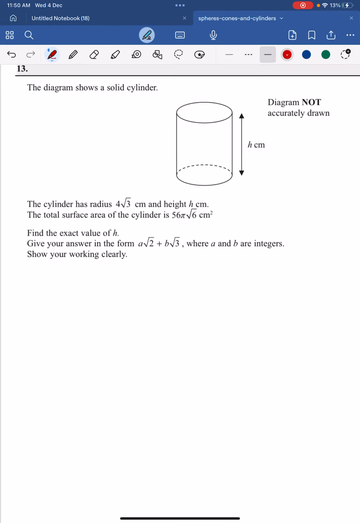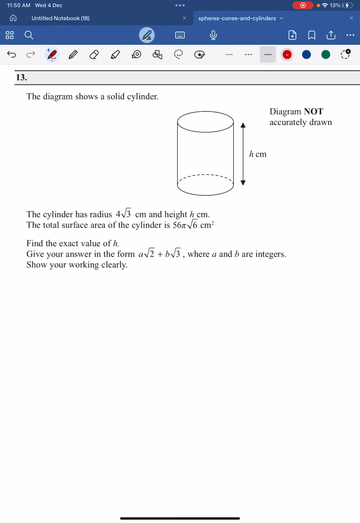A nice interesting question here. Let's just zoom in a little bit on it. The cylinder has a radius of 4√3. Ooh, looks like we're beginning working with exact values with surds. Let's put 4√3 here and let's make it equal to r. That might help when we use the formula.